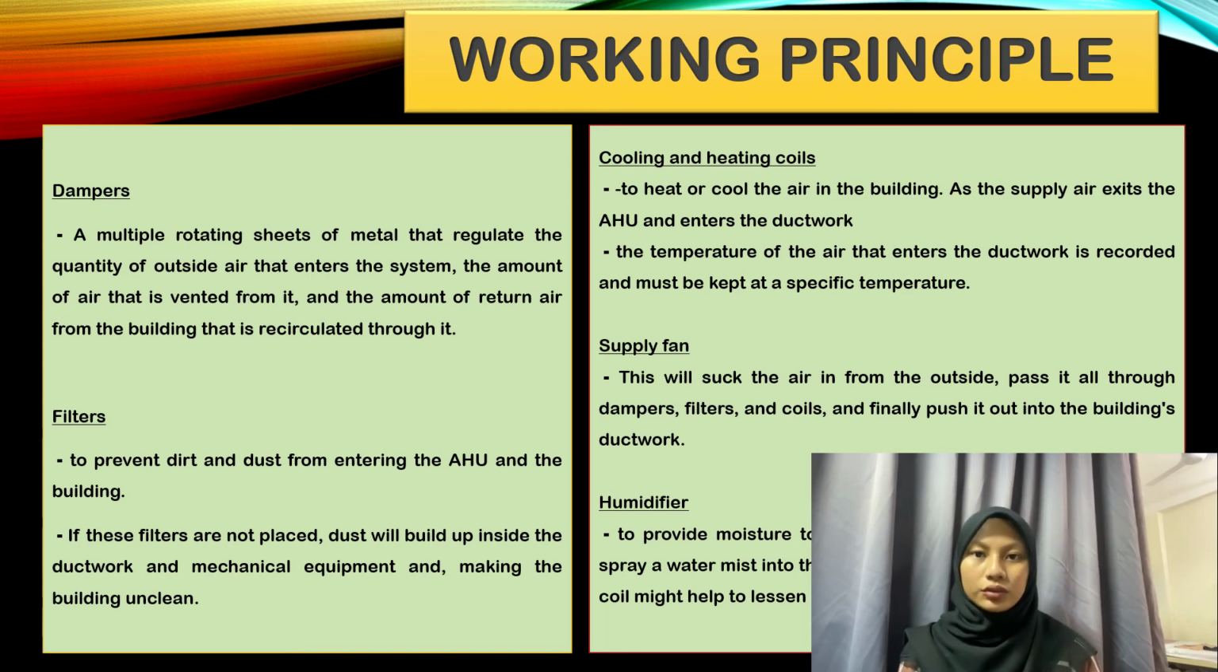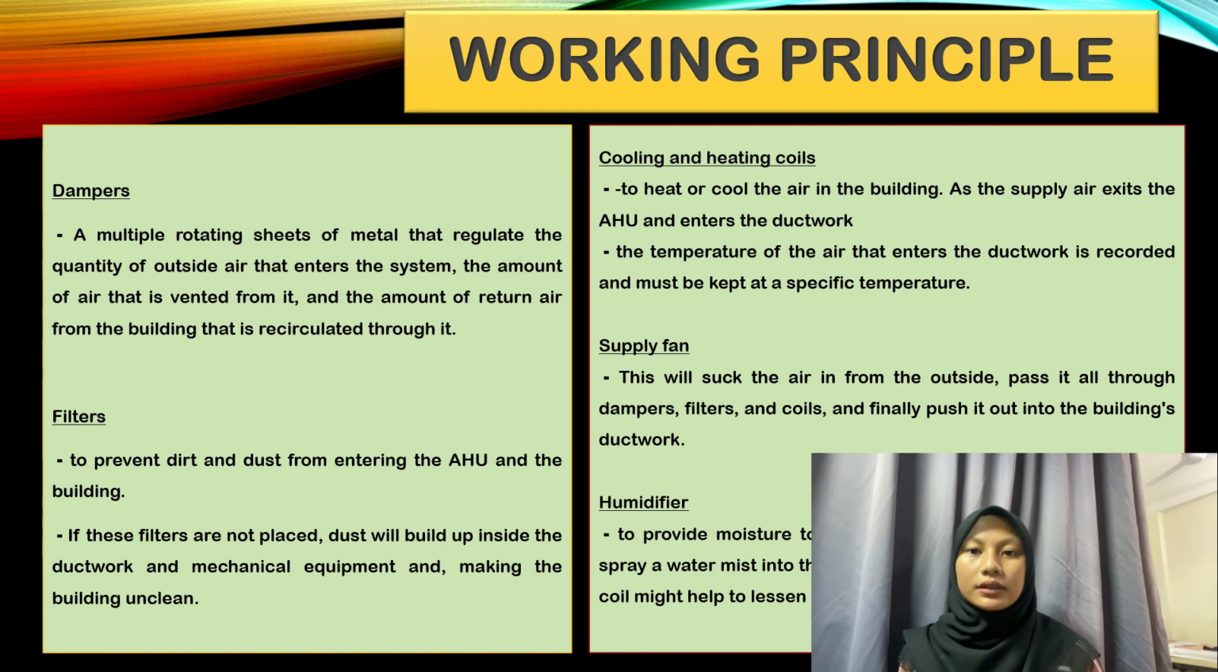AHUs distribute air within a building by bringing in fresh ambient air from the outside, cleaning it, heating or cooling it, and then forcing it through ductwork to the designated areas. It comprises dampers, which have multiple rotating sheets of metal at the intake of the fresh air housing and the outlet of the retained air housing. Following the dampers, there are filters to prevent dirt and dust from entering the AHU and the building. If these filters are not in place, dust will build up inside the ductwork and mechanical equipment as well as enter the building and be breathed in by the people, making the building unclean.